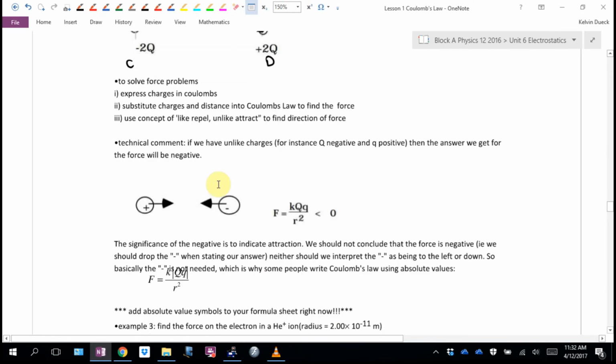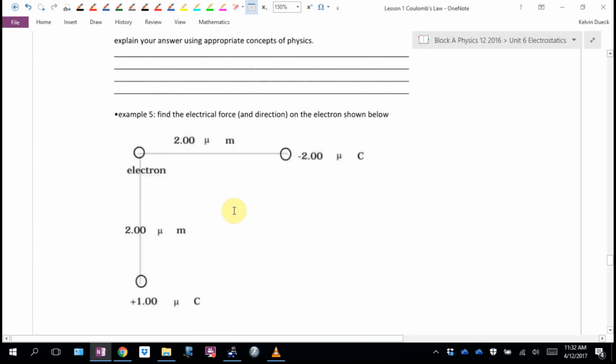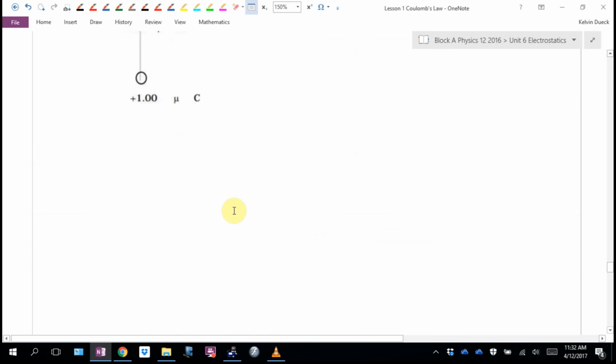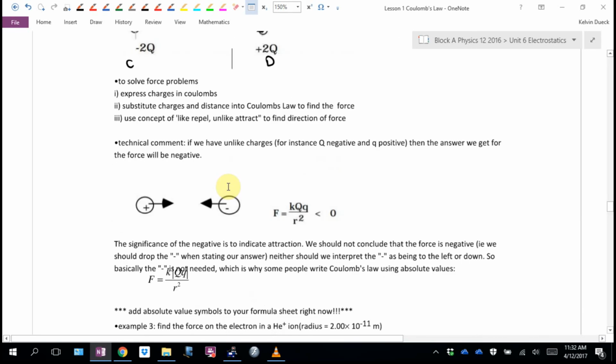To solve force problems, how many more am I doing here? A bunch more. We'll see if we get through it all today. To solve force problems, first thing, you need to express the charges in coulombs. Then we're going to substitute the charges and the distance into Coulomb's Law to find the force. And then to get the direction, we're going to use like, unlike.